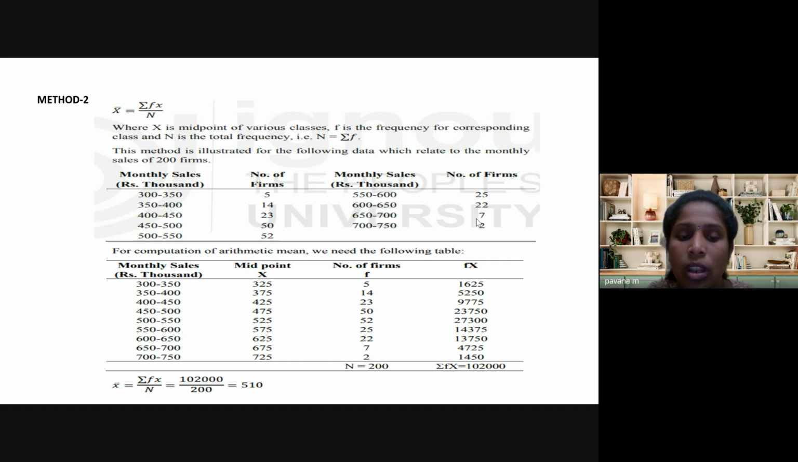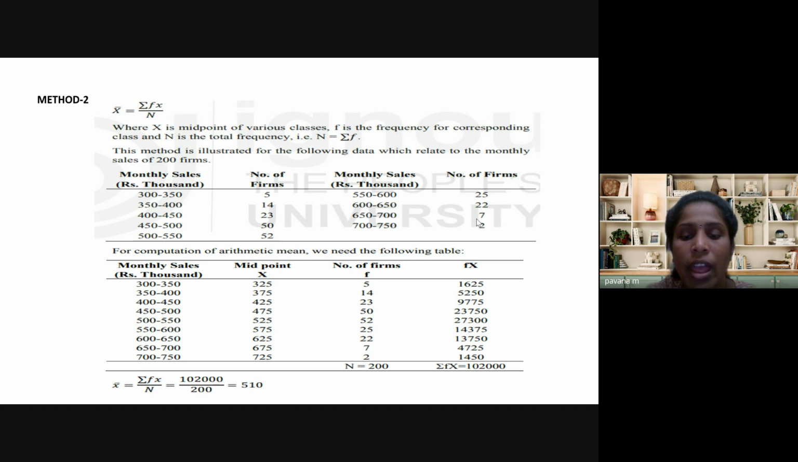And for the next one, 375 into 14, that is 5250. Like that you have to calculate the Fx. Once you calculate the Fx, you have to sum up all the values. That is called sigma Fx. And if you sum up all the frequencies, F, that is n. The number of observations comes from summing up the frequencies. Then that is the value of n.